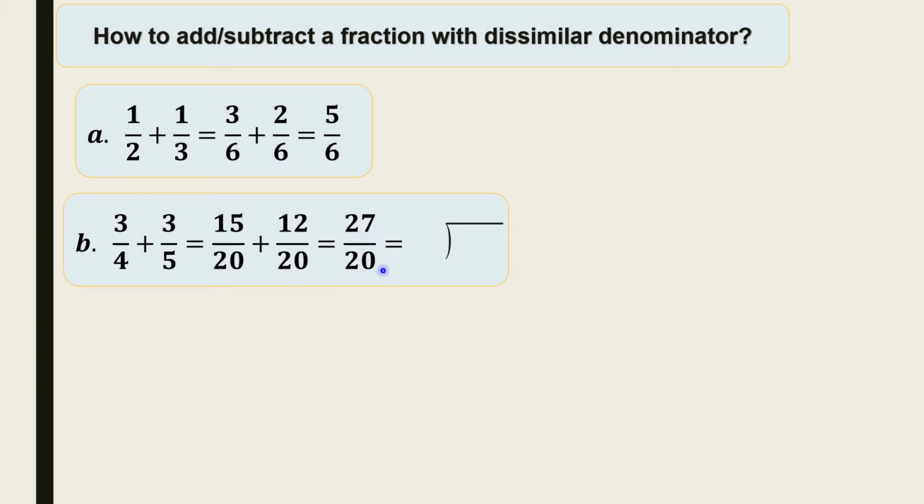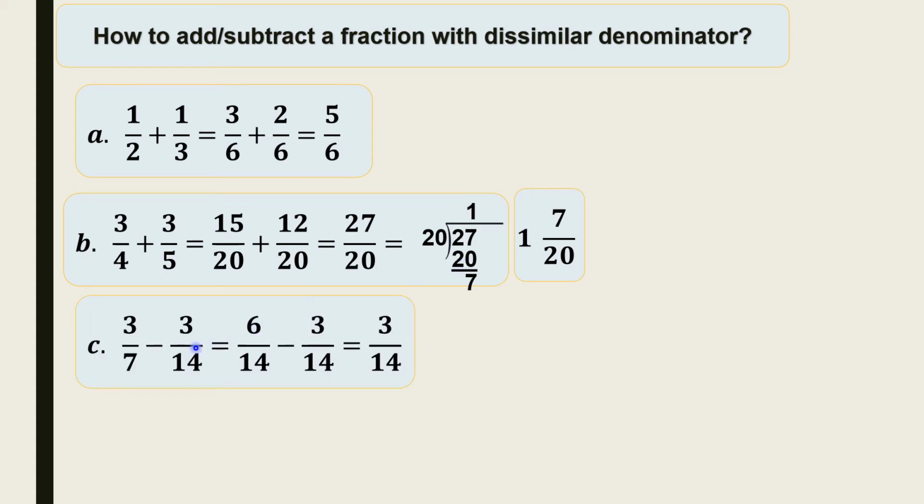So as you can see, this is an example of an improper fraction. So you must change it into a mixed number. The mixed number is just like this: 1 and 7 over 20. The next, 3 over 7 minus 3 over 14.